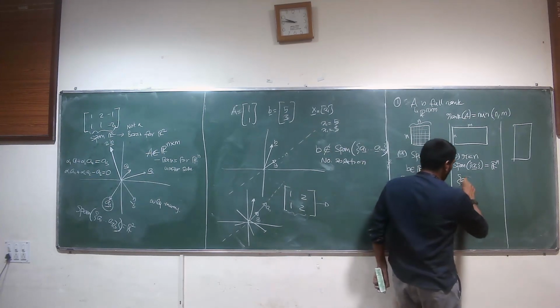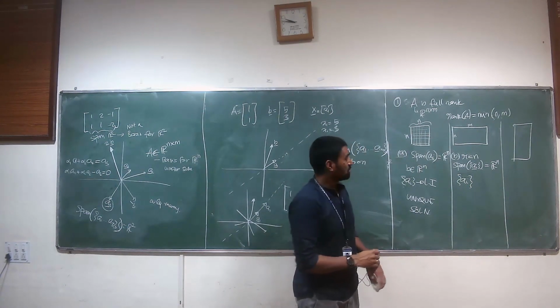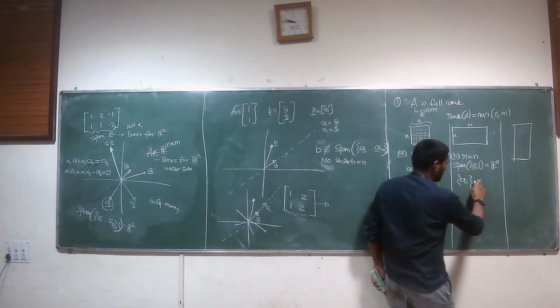And then next, what about the Ai? Is it a linearly independent set? Do the columns form a linearly independent set?